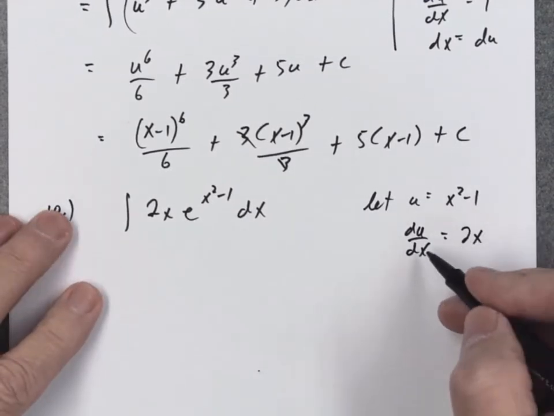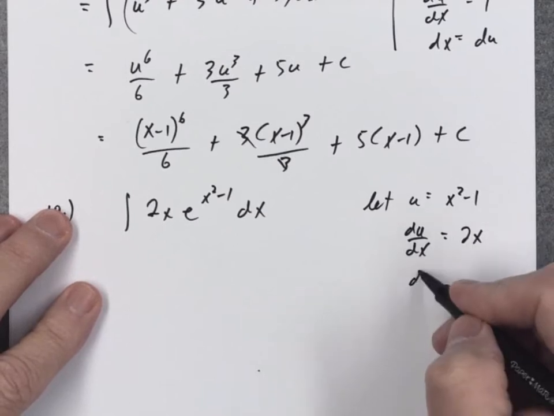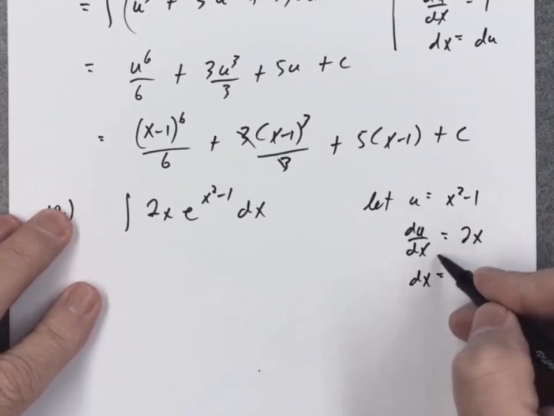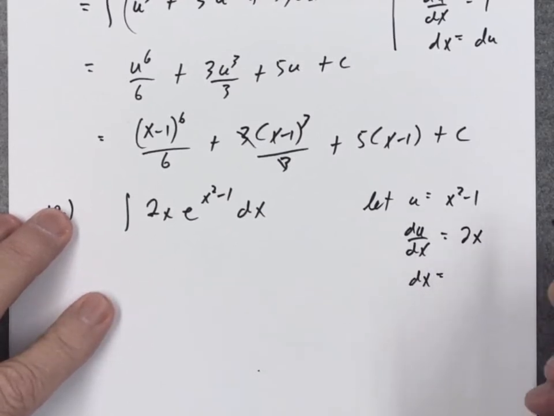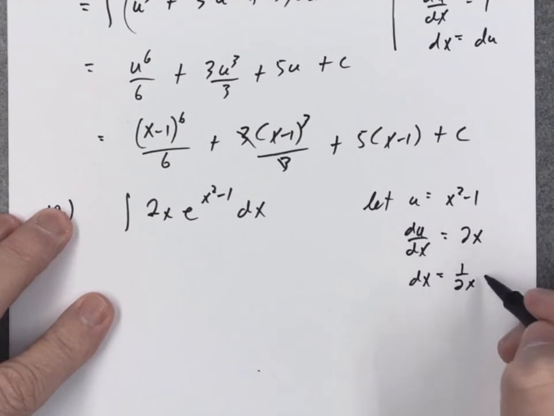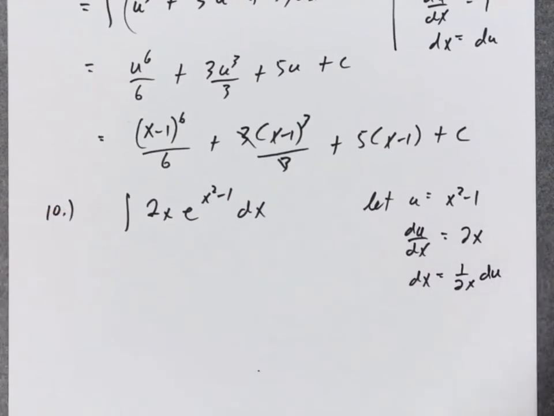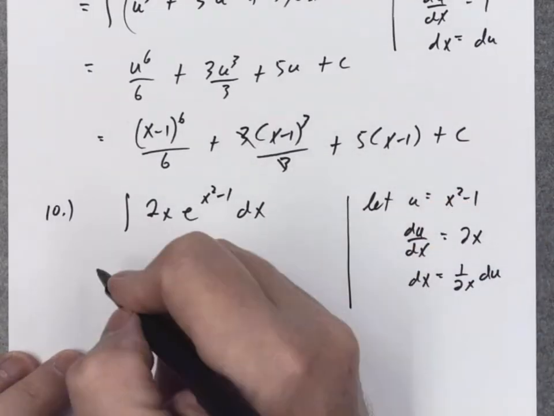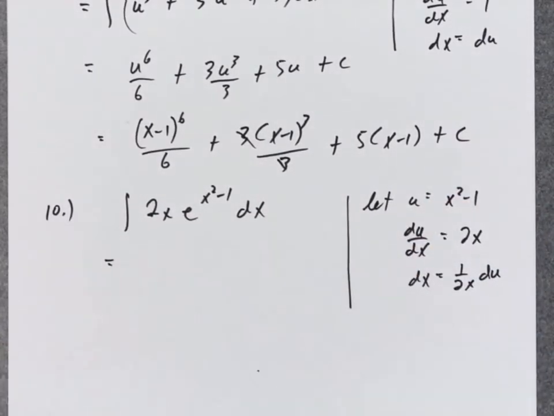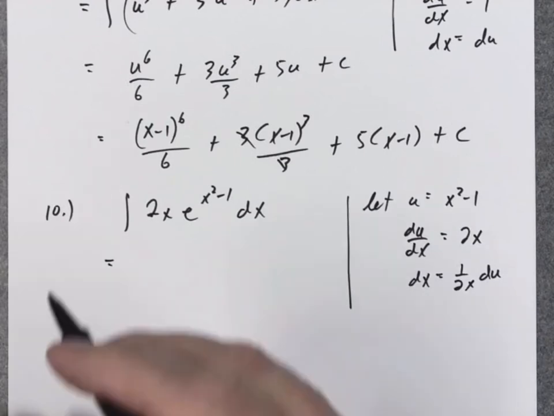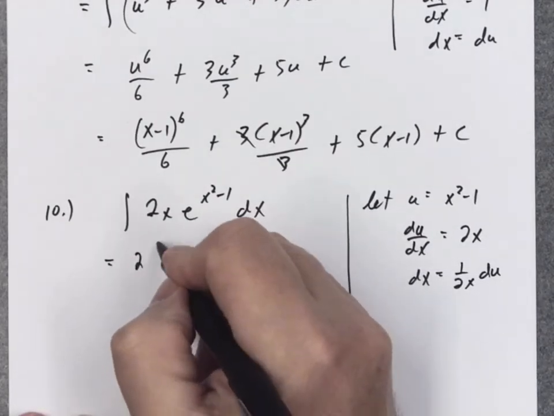Now if I want to solve for dx, once again, you can sort of swap those. Turns out this is a little interesting, because dx equals 1 over 2x times du. So you have x's and u's here both, which is a little strange. But let's see what happens. So now I'm going to try and convert from x's to u's. Move the 2 out front.